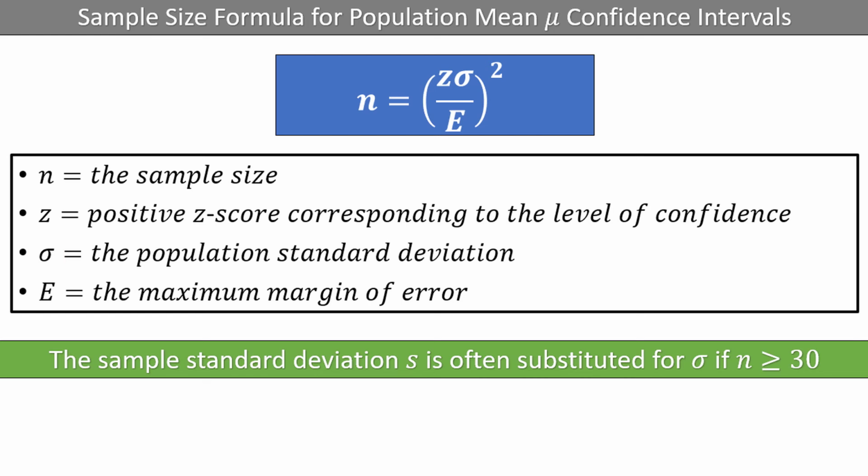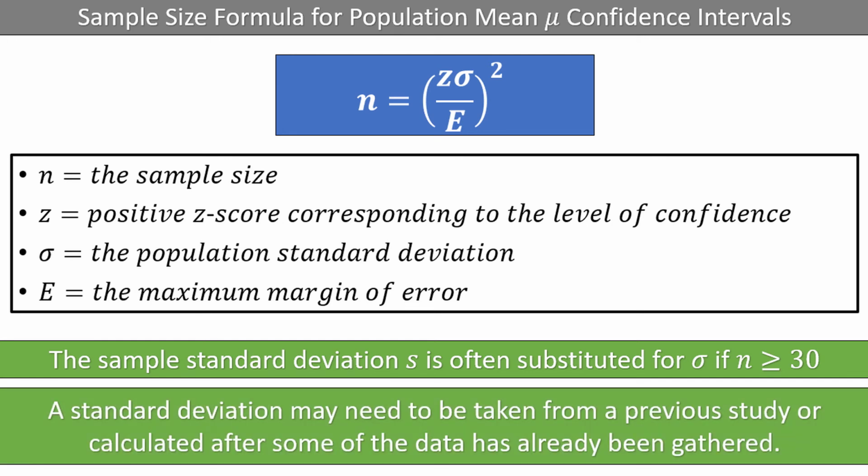Now you might be saying, hold on, Luke. I'm trying to calculate my sample size, so I haven't even taken a sample yet. How could I have a sample standard deviation? Good point. That's what makes estimating sample size so difficult. Either you need to get some estimate of the standard deviation from a previous study, or you might need to calculate the standard deviation once you have gathered a little bit of your data. For the simplicity of my examples, I will assume the population standard deviation is known, but just know that it isn't really that realistic of an assumption.